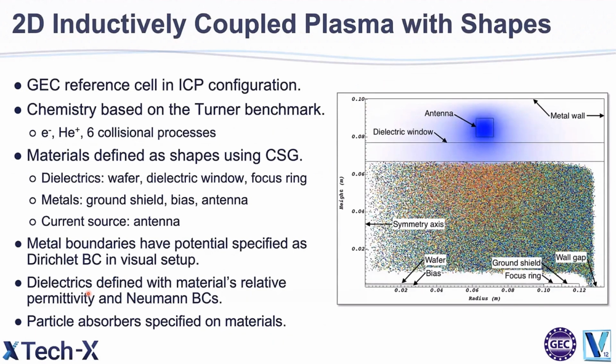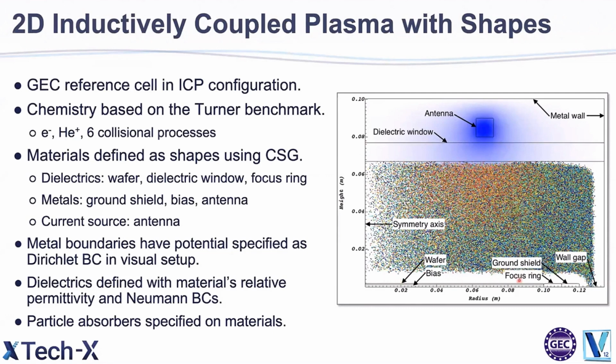So this is a slide that shows our inductively coupled plasma example. It's based off of the GEC reference cell in an ICP configuration. Here we're just showing one turn of the antenna, and we ran it with the chemistry from the Turner benchmark, which is electrons, helium, ions, and 6 collisional processes. The geometry is such that the symmetric axis is here, and we have several dielectrics, such as a window, which separates the antenna from the plasma.